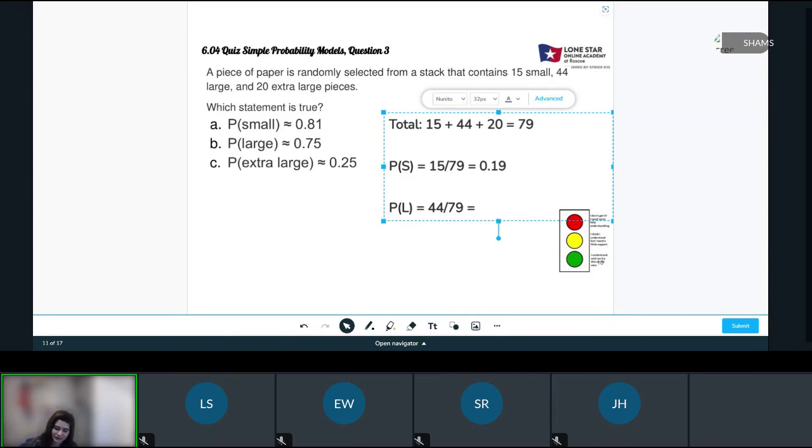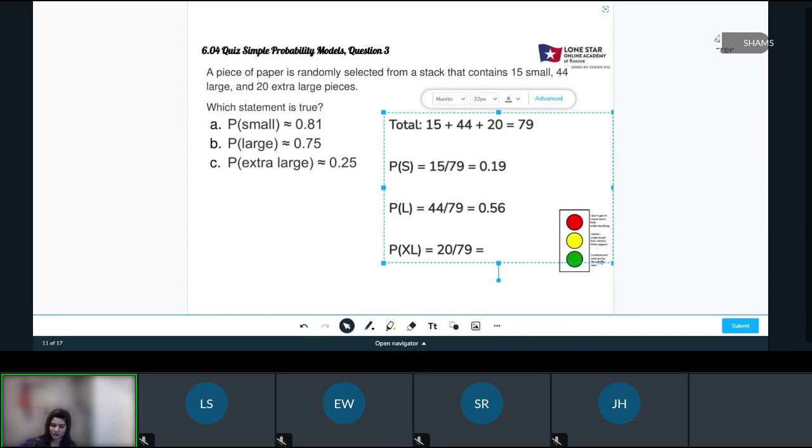0.56. I agree, Lily. That's what I also got, 0.56. So far, the answers are not matching, so I can say that the last one, the extra large one, seems to be the right answer. But we'll work it out. There are 20 extra large out of 79. And let's work it out.